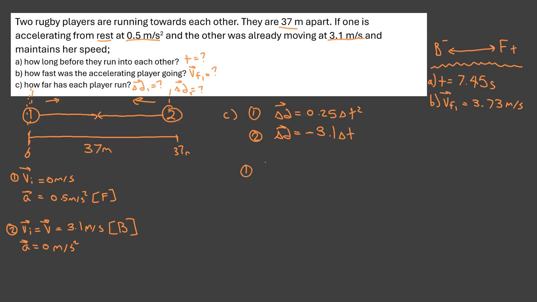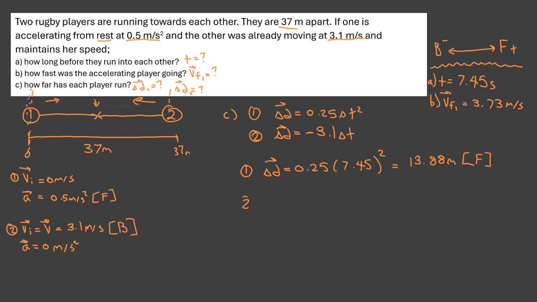So for player 1, I'm just going to take that equation and sub in the time. So I'll get 0.25 times our time, which is 7.45 squared, and that'll give me a displacement of about 13.88 meters, and that's going to be in the forwards direction. Because based on my diagram, I've moved from here in the forwards direction to some point here where we collide. So I'll classify that as my vector.